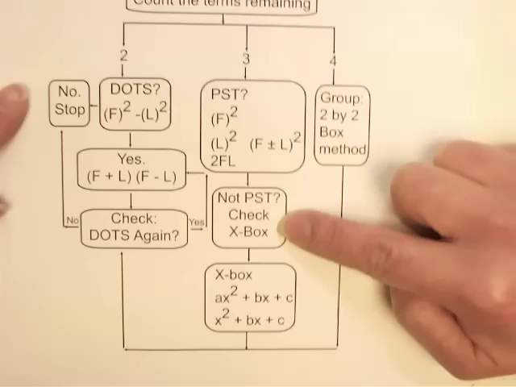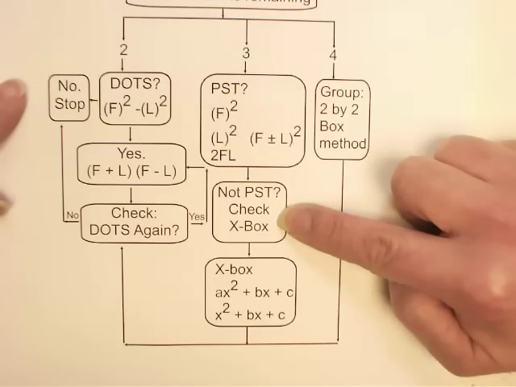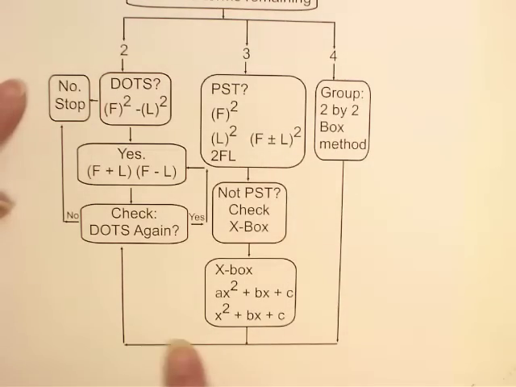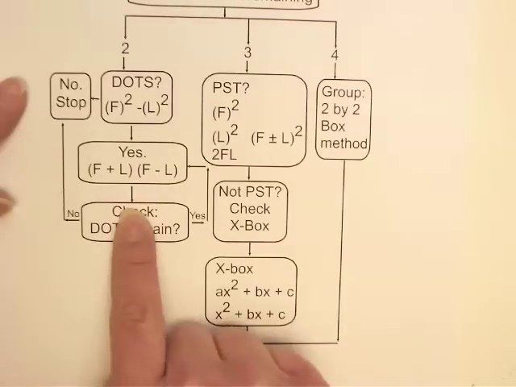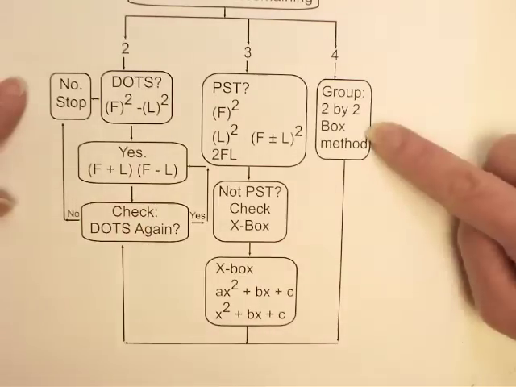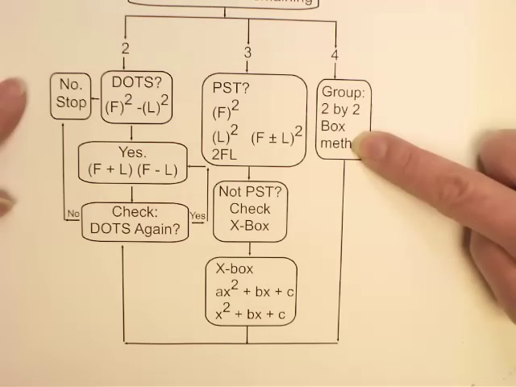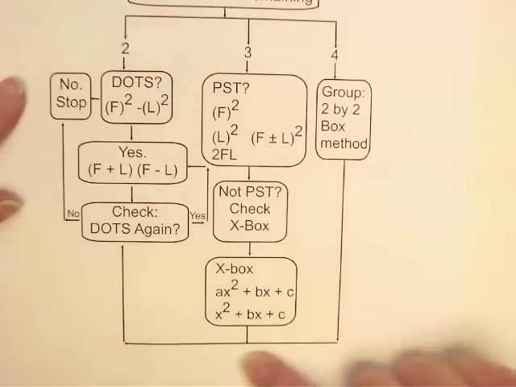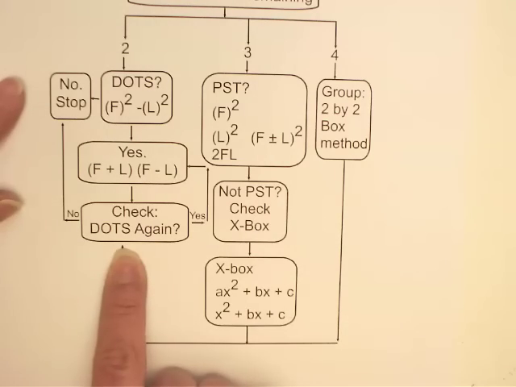And when you finish doing your Xbox, perhaps you have a binomial and you need to go back and check to see if that's a DOTS, because it's possible that you'll have a DOTS hidden in there. And then grouping. If you have 4 terms, you're going to group it 2 by 2. Then once you have your 2 binomials, you're going to check those binomials and see if those are DOTS. That's what this arrow is for, to check and see if it's DOTS again.